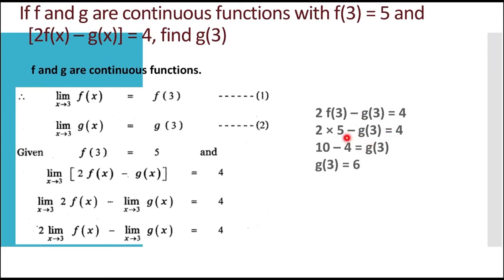So, to find g of 3, we can bring it to the other side and 4 to this side. 2 5s are 10, 10 minus 4 is equal to g of 3 and hence g of 3 is equal to 6. Here both the functions are continuous.